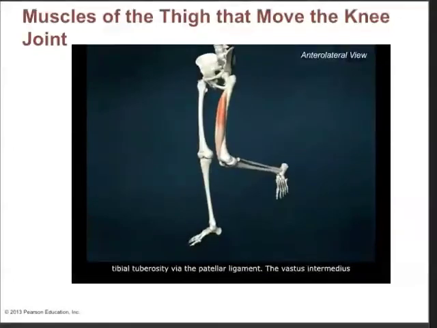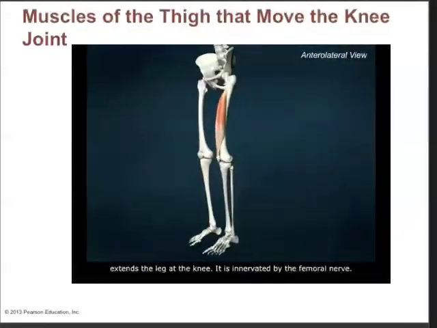The vastus intermedius extends the leg at the knee. It is innervated by the femoral nerve.